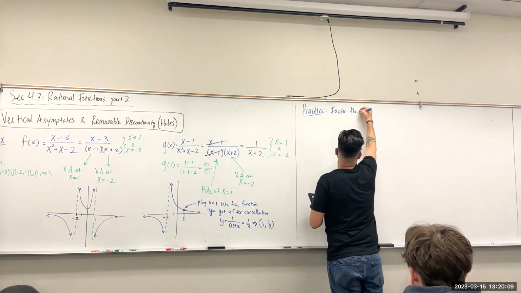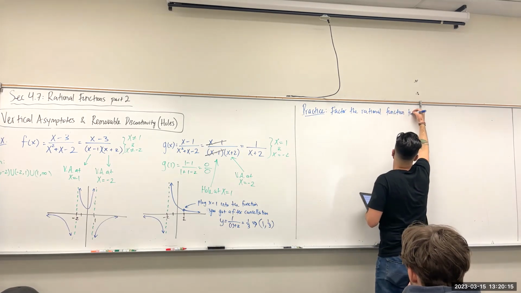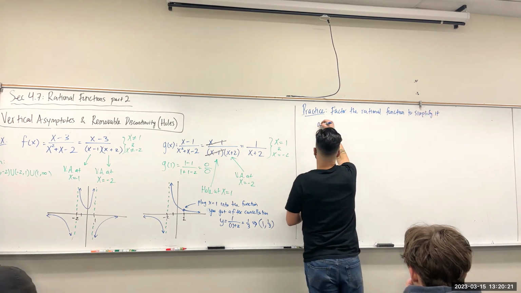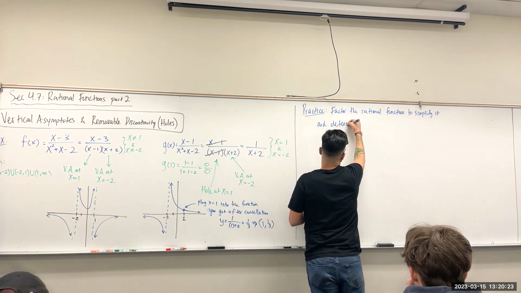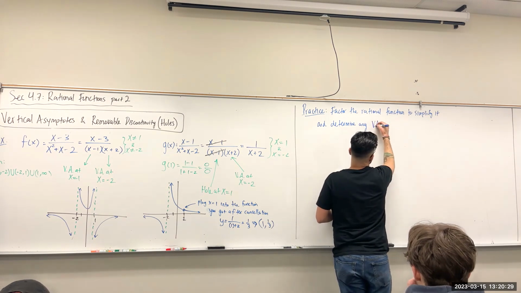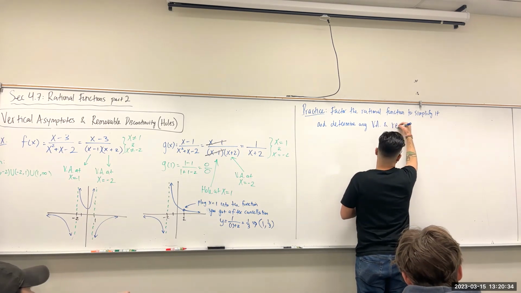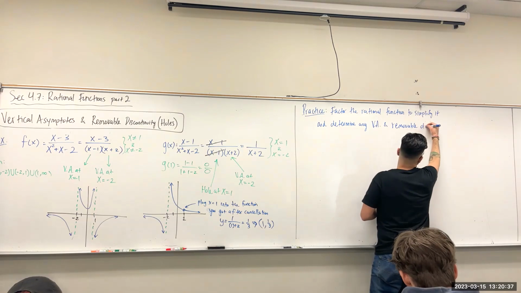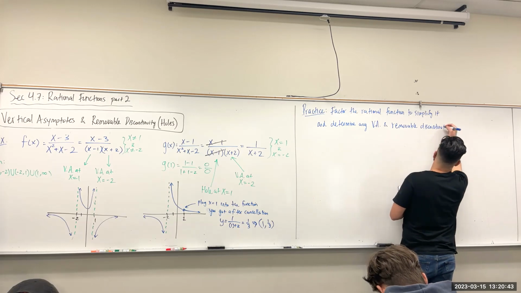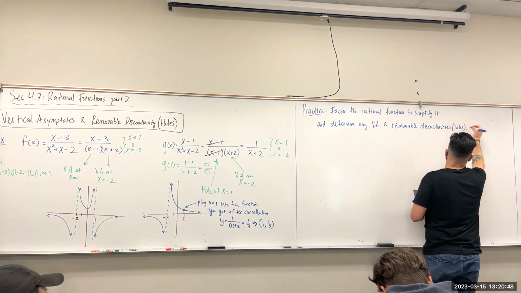Factor the rational function to simplify it and determine any, remember I'm calling them VAs for vertical asymptotes, and removable discontinuities or holes, which graphically are just holes.